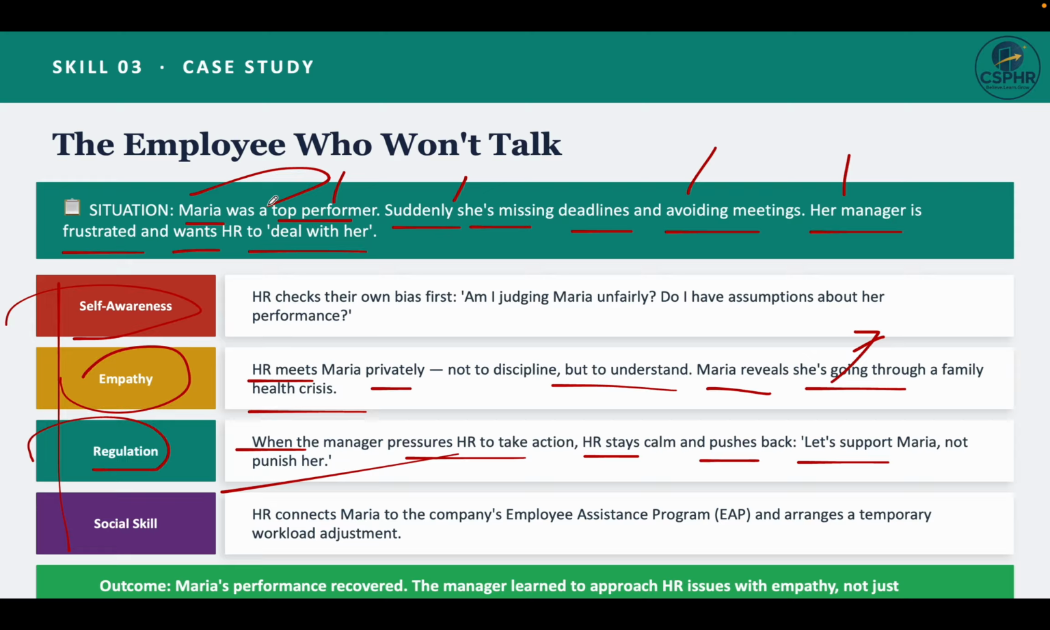So we should not be strict, as she has some family problem. Then social skills. HR connects Maria to the company's employee assistance programs and arranges temporary workload relief. So these are the 4 steps you have to take to solve this issue.